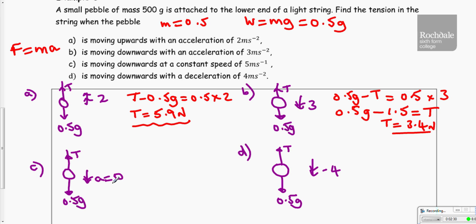For part C, we have a situation where the 2 forces balance out. There's no acceleration. I've done it going downwards, but I could have done it going upwards. It wouldn't make any difference because the acceleration is 0, but the question indicated it was going downwards at a constant speed. Constant speed, constant velocity means no acceleration. So here we have 0.5 g minus T is the mass times the acceleration, which is 0. In other words, 0.5 g is equal to T. Half of 9.8 is 4.9.